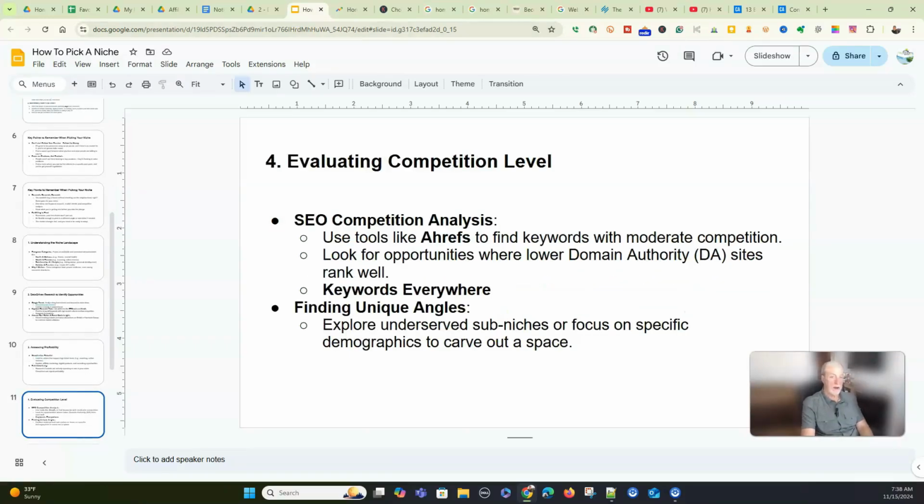So we want to look at evaluating the level of competition. We've already looked at that. I've talked about SEO, again, using tools like Keywords Everywhere. And so what you're looking for is you really want to look for the unique angles and explore the underserved sub-niches and focus on those specific demographics. So, you know, one thing is homesteaders are looking at homeschooling. They are looking at canning. I know canning is a huge sub-niche.